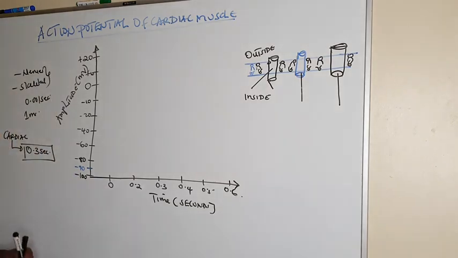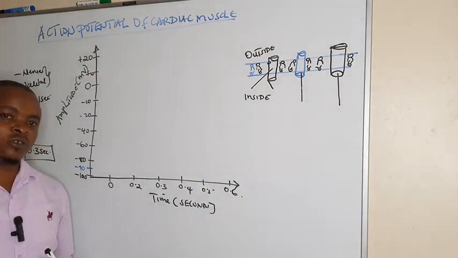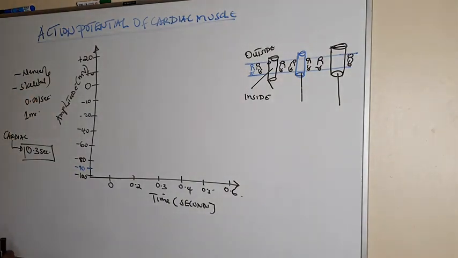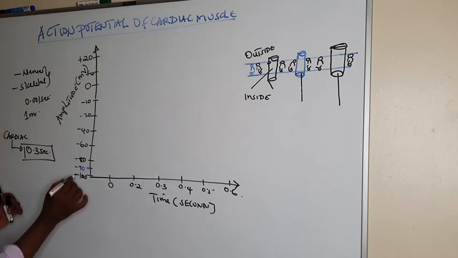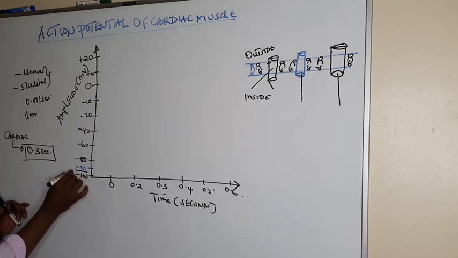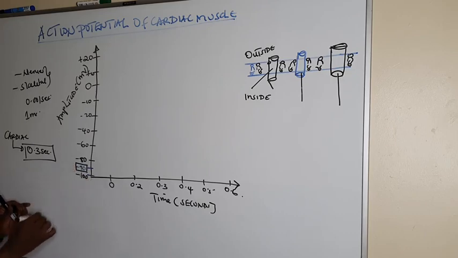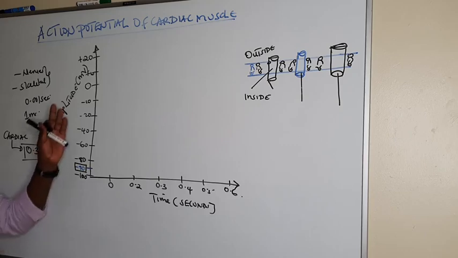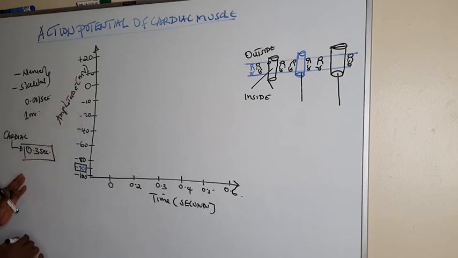So I want to discuss the different phases during action potential and contraction in the cardiac muscle. And the resting membrane potential of the contractile fibers in the cardiac muscle is negative 90 millivolts. That is the resting membrane potential.